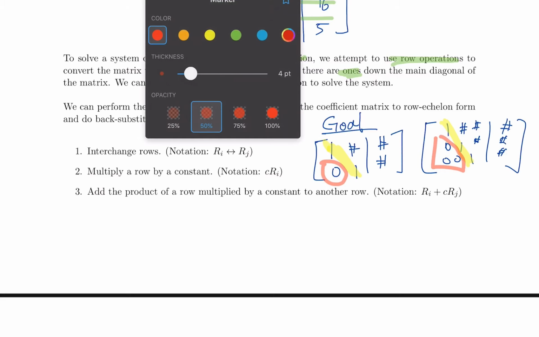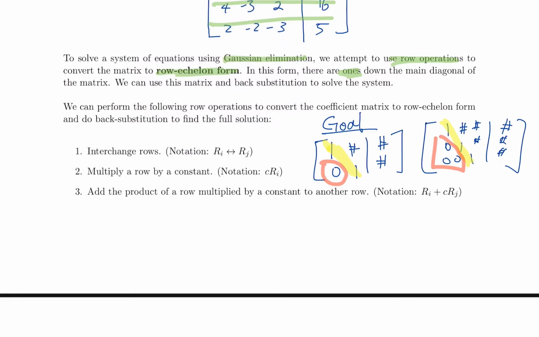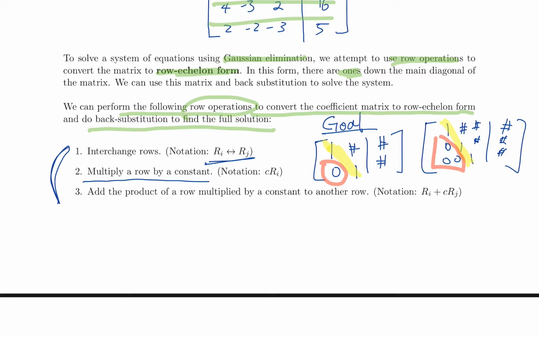So we can perform the following row operations to convert the coefficient matrix to row echelon form and do back substitution to find the full solution. So these are the possible row operations we can do. We can always interchange the rows, row 1 and row 2. We can change the location of each row. And we can also multiply a row by a constant, a number. We can multiply a number to just one row.